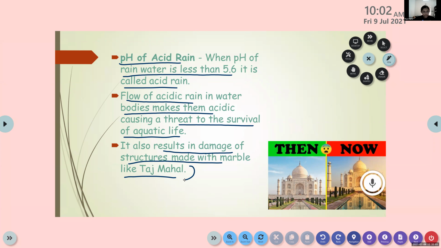pH of acid rain. When the pH of rainwater is less than 5.6, it is called acid rain. Flow of acidic rain into water bodies makes them acidic, causing a threat to the survival of aquatic life. It also results in damage to structures made of marble like the Taj Mahal.